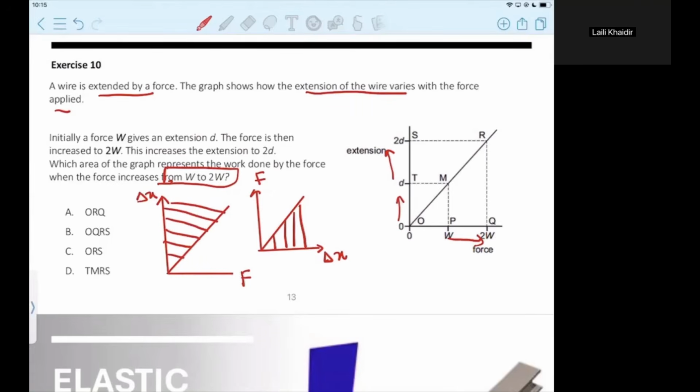But now the question is asking you to find the work done by the force when it is increasing from W to 2W. So it must be from this area to this part.